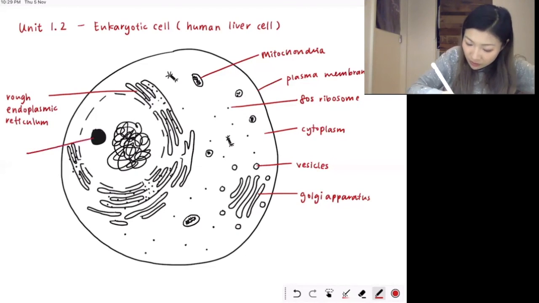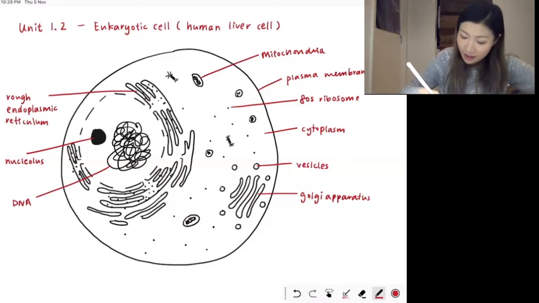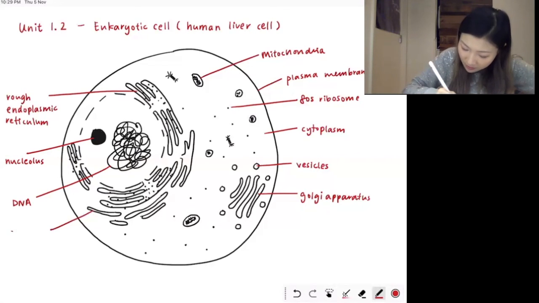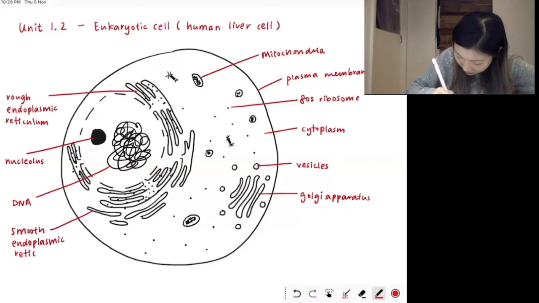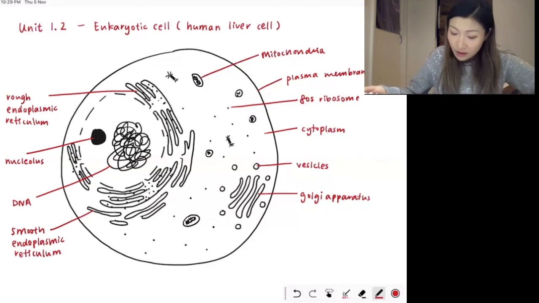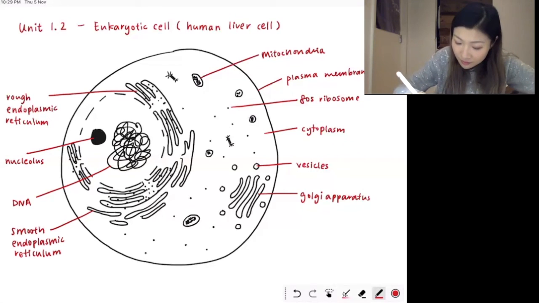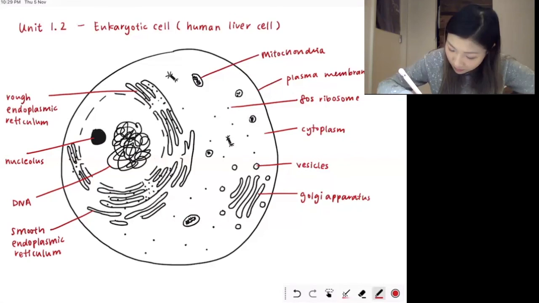And then here we have the nucleolus. Here we can just label DNA or chromatin. And then we label these as smooth endoplasmic reticulum. And of course, this whole thing here, you can just label as the nucleus.